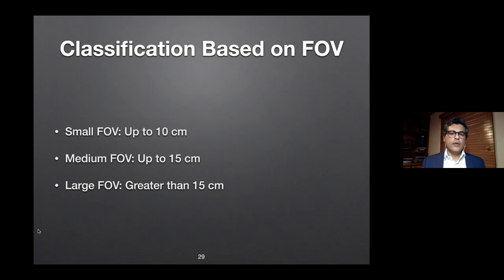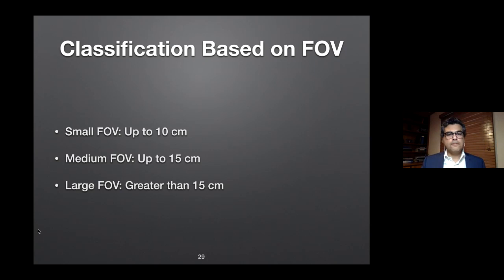Generally, it is understood that if a machine is capable of imaging up to 10 centimeter height of a patient anatomy or FOV, then it will be classified as a small FOV. Up to 15 is medium, and large is greater than 15 centimeter. Generally, they are up to about 23 centimeter height.